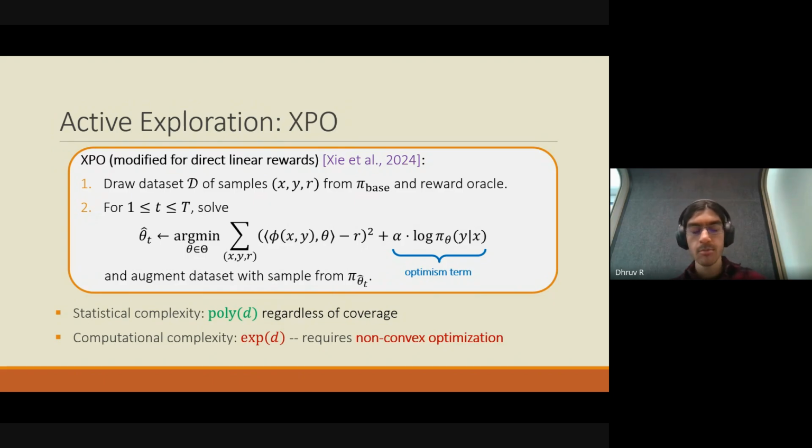Unfortunately, it's not clear how to implement this efficiently. The optimization problem is now non-convex. And so if we try to implement it, it's not clear how to do this without brute force search, which would take time exponential in the dimension. So that's the downside of this algorithm.